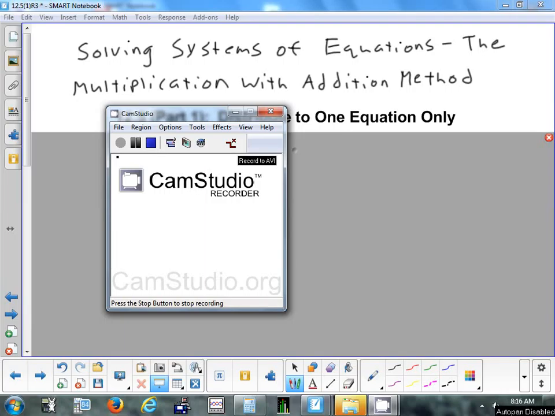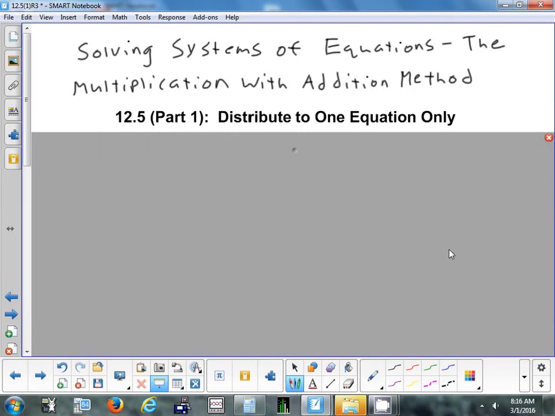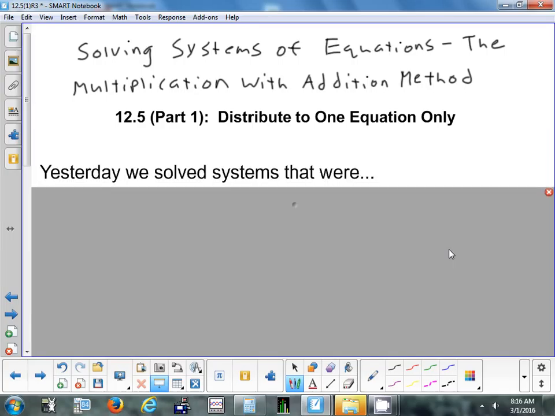All right, so guys, yesterday we looked at systems that were what? Who can tell me about those systems that we did yesterday? Maria? Well, we were doing elimination. We're doing elimination, okay. But what about the type of equations that we got?